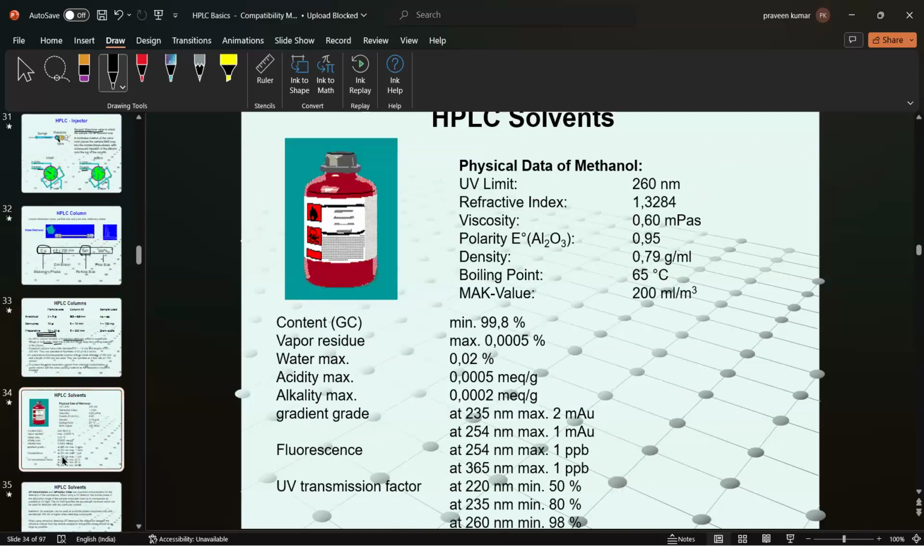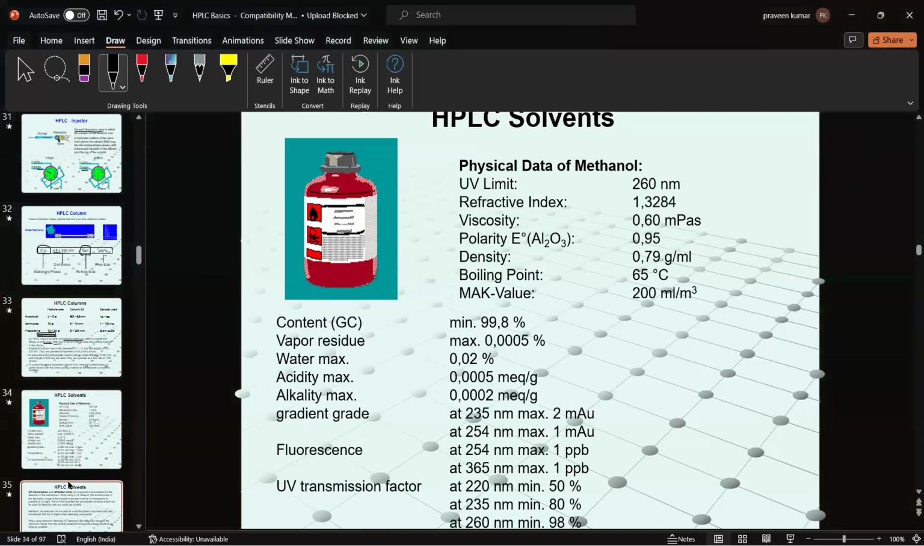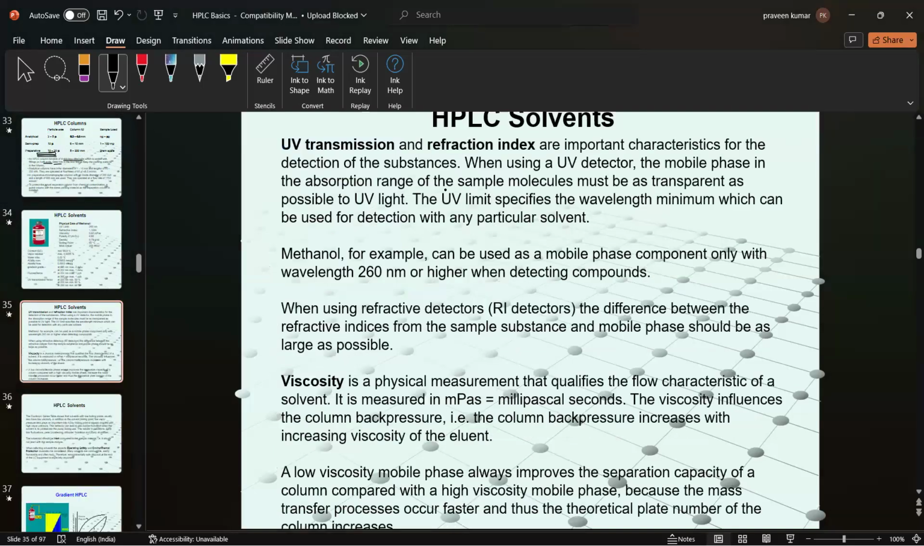As I mentioned, the solvents which are used: the UV transmission and the refractive index are the important characteristics for the detection of the substances. When using the UV detector, the mobile phase should not have an absorption range in the sample molecules and must be transparent to the UV light, so that it does not interfere with the UV absorption of the sample.